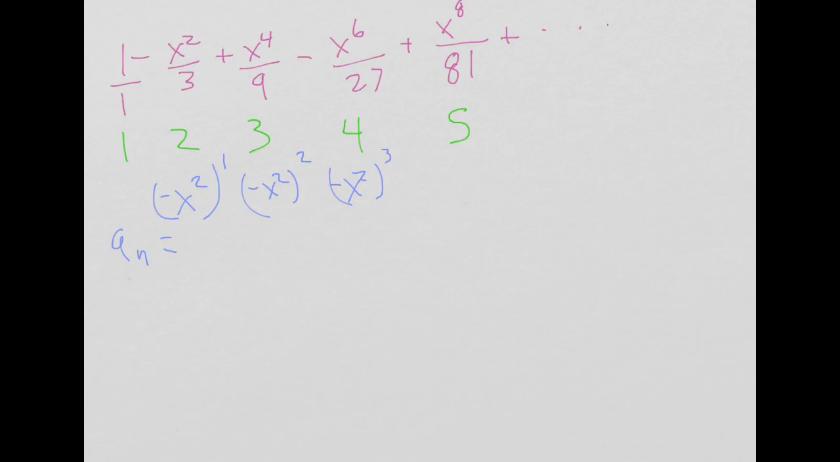So we're going to get negative x squared, and we know that each time the exponent on that entire expression, negative x squared, is 1 less than our term number, n. So now let's look at our denominator and find our pattern that's happening there.